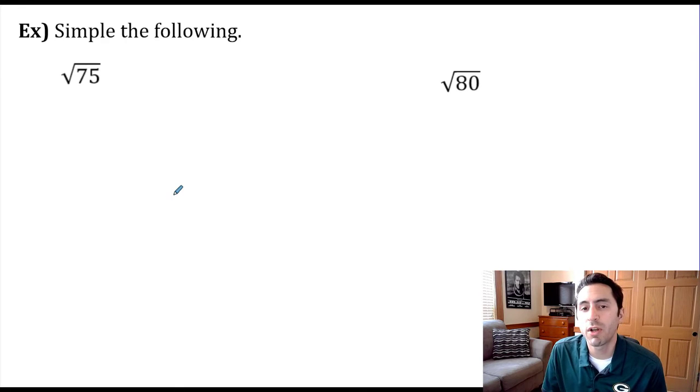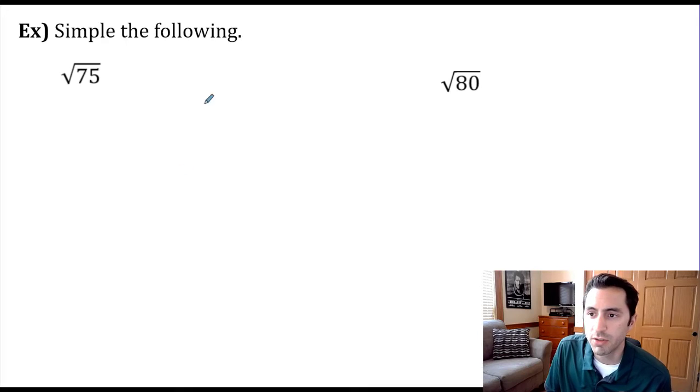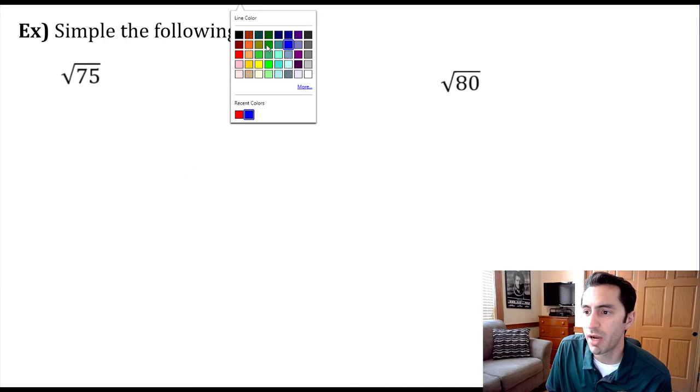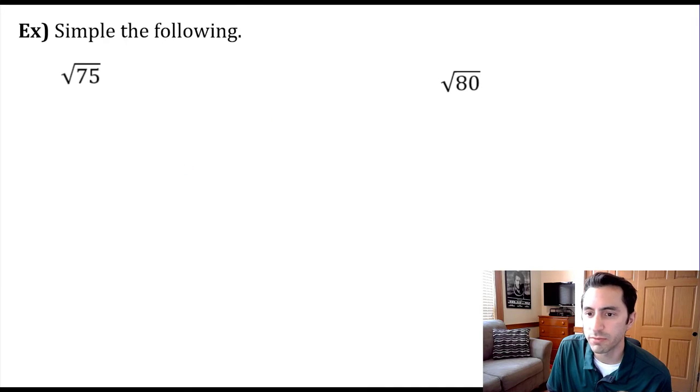And the numbers that we want to choose, we want to make sure that one of them is a perfect square. So the question I always ask myself is, what is the biggest perfect square that this number can be divided by? So if we just need a reminder of our perfect squares, we have 1, 2 squared is 4, 3 squared is 9, 4 squared is 16, 5 squared is 25, so on and so forth.